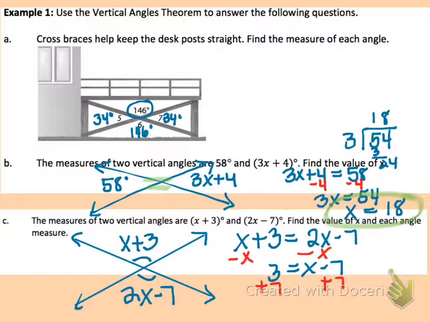And I definitely did not draw this picture to scale because it shows that x is 10, which actually means that this angle right here would be 13 degrees. And clearly that is not 13 degrees. But remember that the drawing is simply for us, just for reference. So we know our two angles. The angles are 13 degrees. And of course the other one is also 13 because 2 times 10 is 20 minus 7 is 13 degrees. So each angle is 13 degrees.